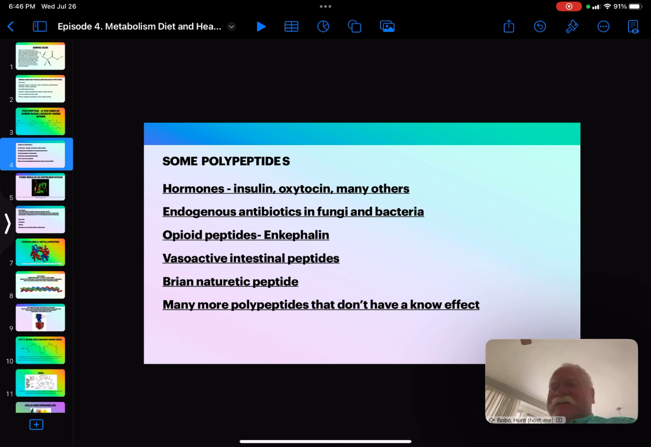Endogenous antibiotics is one class of polypeptides in bacteria and fungus. And everybody's heard of endorphins and enkephalins. Endorphins are peptides. And then stuff that makes your intestines move, the vasoactive intestinal polypeptides, and things they check for congestive heart failure, brain natriuretic peptide, and for head injuries and controls your salt and water balance. There are many, many more polypeptides.